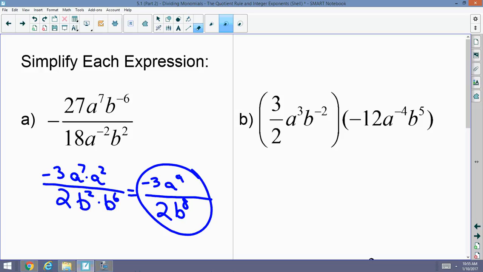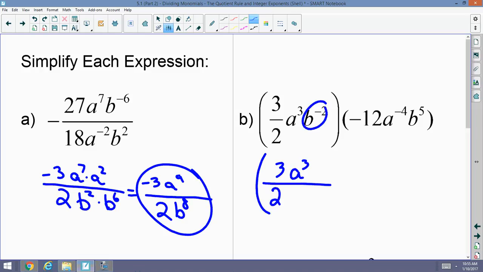Next, I got 3 halves a cubed b to the negative 2 times negative 12 a to the negative 4 b to the 5th. I'm going to make all of my exponents positive. So this is going to become, you have 3 halves, a to the 3rd stays, but this guy has to go down. So this becomes b squared. Do you see what I just did there?